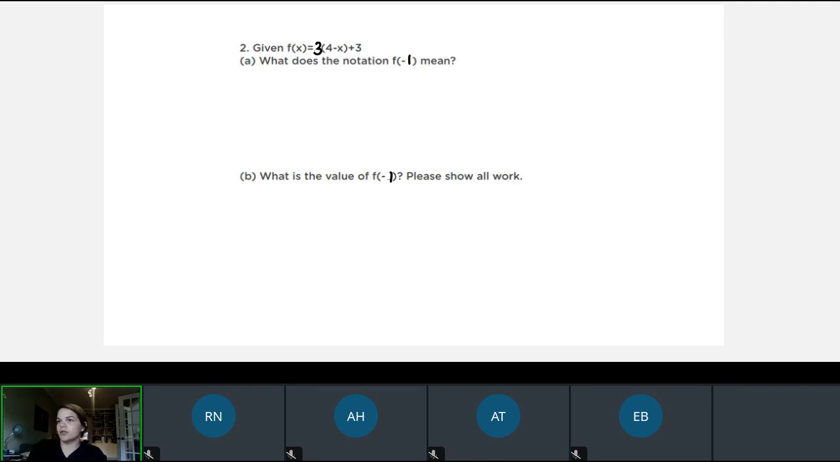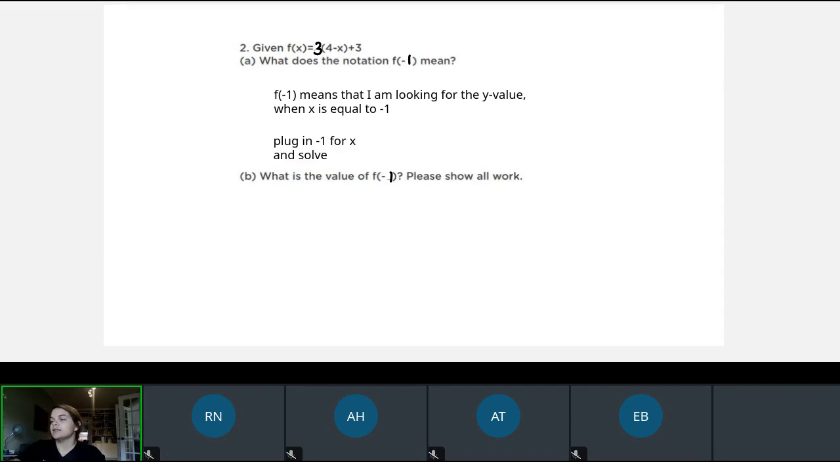So f of negative 1 means that I am looking for the y value when x is equal to negative 1. In other words, let me put that up there so you can see it. Plug in negative 1 for x and solve. Okay, something very, very important that y'all need to know. This does not mean the function times -1. Okay, this means we are putting in -1 for x and solving.